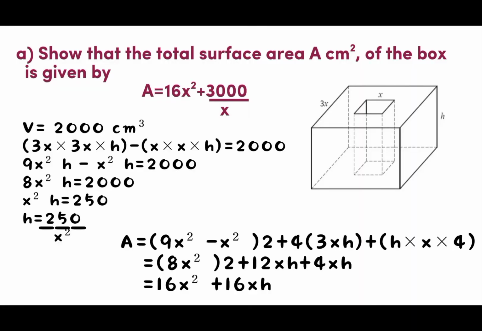For question A, we need to use the volume given, which is 2000 cm cubed. Using the information above, we find the h value, which is 250 over x squared, which is the first equation. Next, we need to find the equation of surface area, which is 16x squared plus 16xh, which is the second equation.